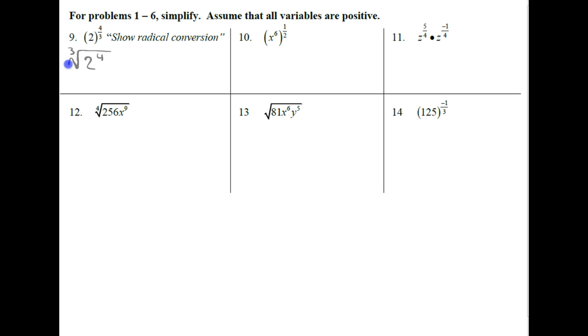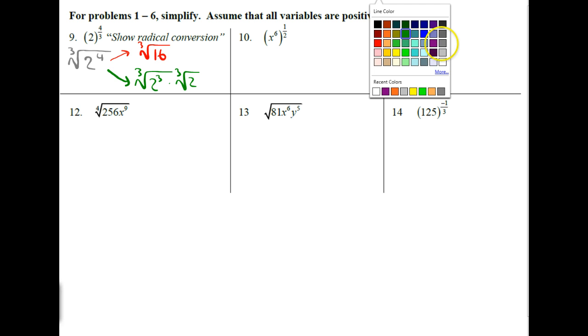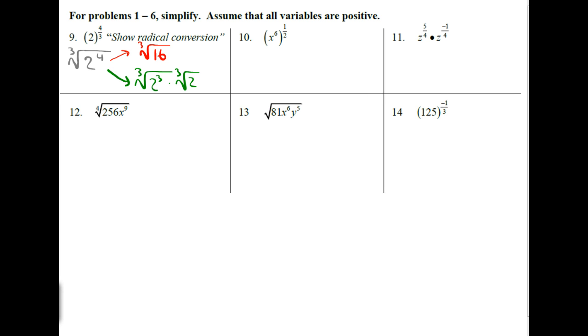Okay. And so what that means is, you could look at that a couple of different ways here. You could say, well, that's the same as the cube root of 2 to the 4th power, which is 16. And then we know there's a perfect cube 8 in there. Or you can say this is a product of the cube root of 2 cubed times the cube root of 2. And so in simplest radical form, this would end up being 2 cube root 2.